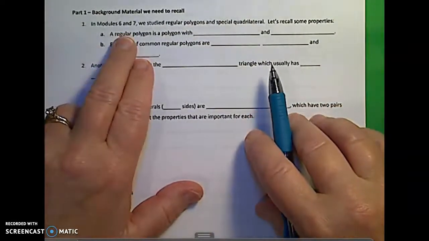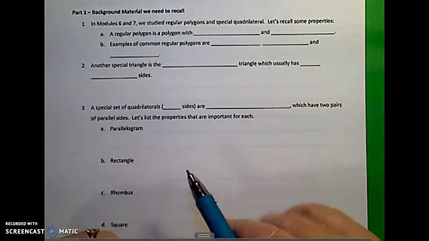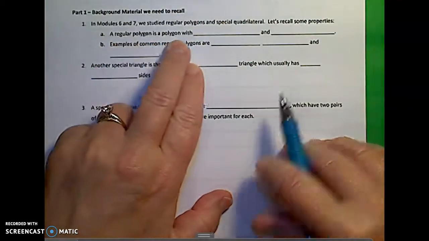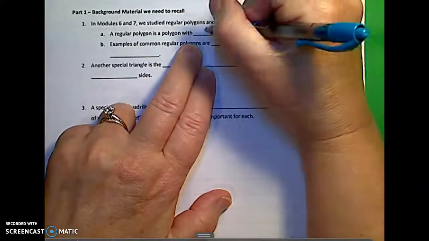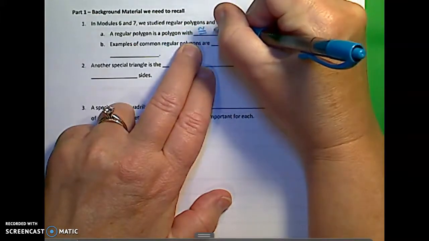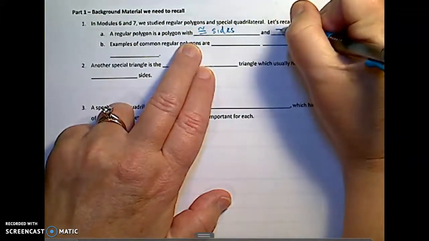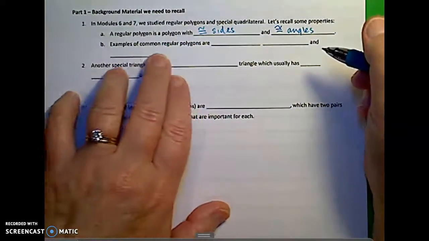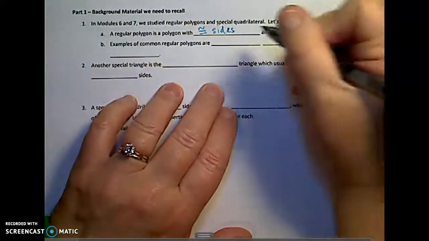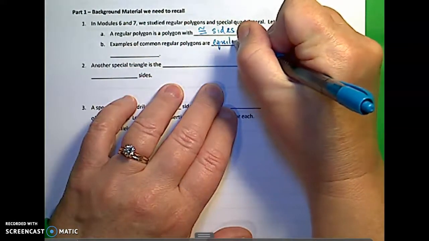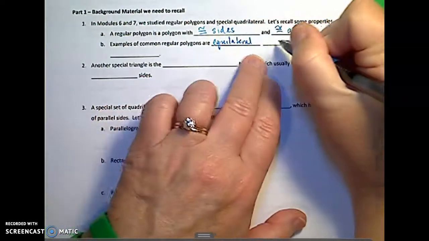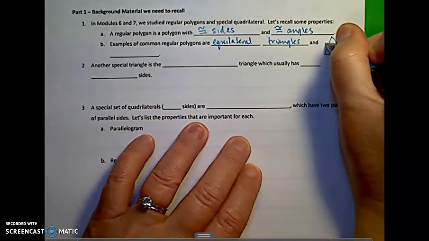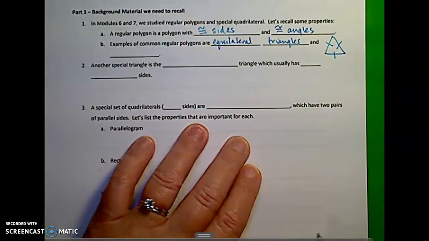When we worked in Module 6 and 7, we studied regular polygons and special quadrilaterals. So some of the properties we had, if you recall, a regular polygon is a polygon with all congruent sides and all congruent angles. They're all the same. Some examples of regular polygons are equilateral, which means equal sides, equilateral triangles, a triangle that has all three sides the same length.